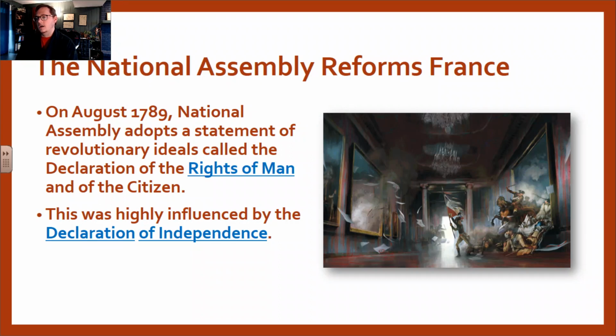So in August of 1789, the National Assembly adopts a statement of revolutionary ideals called, and this is very important, the Declaration of the Rights of Man and of the Citizen. It's a very long title, but it's essentially their Declaration of Independence, and that is their main document. On Monday, we're going to be doing the primary source document packet that I gave you. I actually have the digital file for that one, so I might make that to where you can turn it in digitally. But that's what we're going to be doing on Monday.